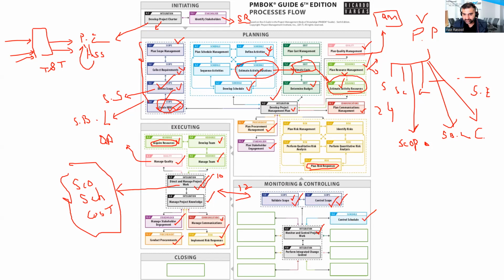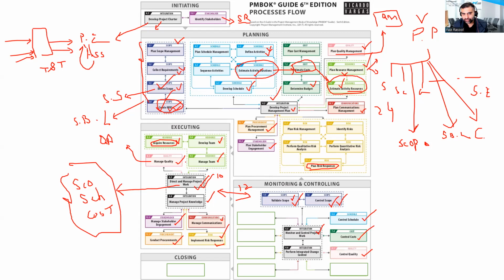Control schedule is where you measure the performance of your team's completion as per your schedule baseline. Cost control is where you measure your performance of cost expenditure as per your cost baseline.